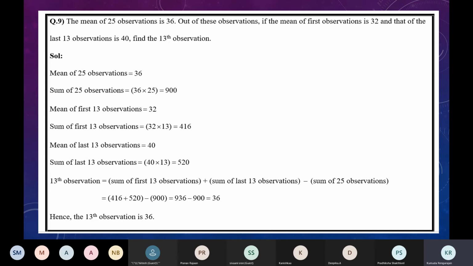I'll give you 5 minutes time. I told you this, the question: out of these observations, if the mean of the first 13, that number 13 is missing there, first 13 observations.